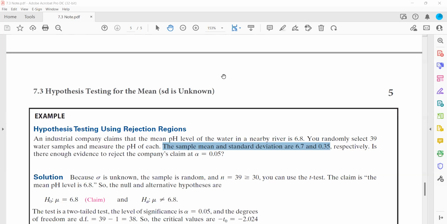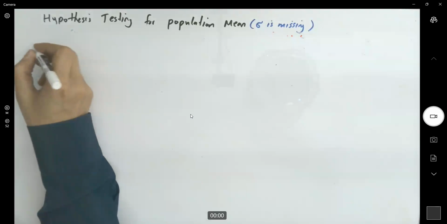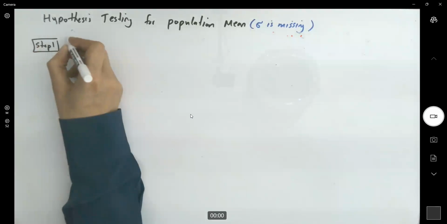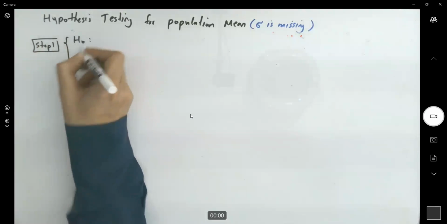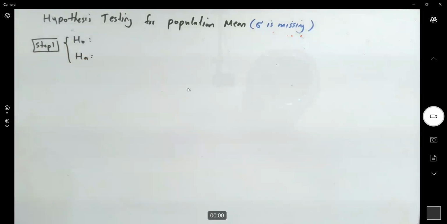We need to follow the steps and check to see if the p-value is less than or equal to alpha or not. Very good. What is our first step? Let's take a look at our very first step. Our first step is to construct the null and alternative hypothesis. Step 1. What is my null? What is my alternative? Well, let's get back to the question.